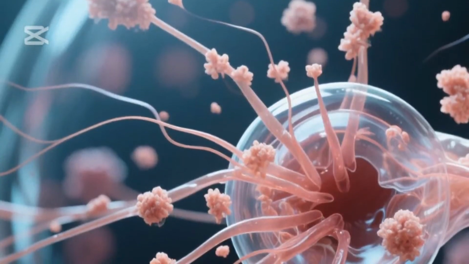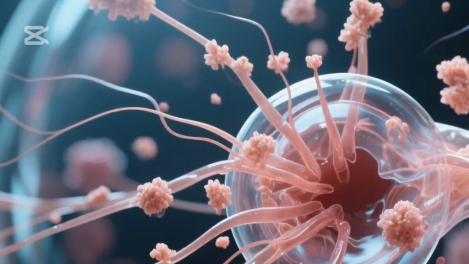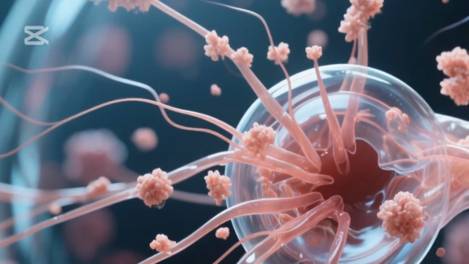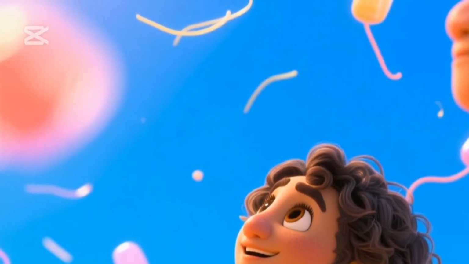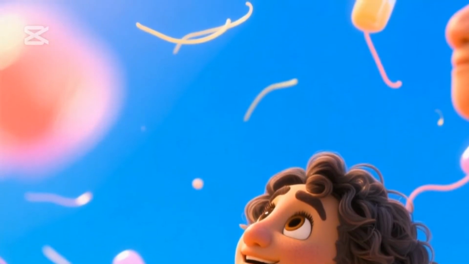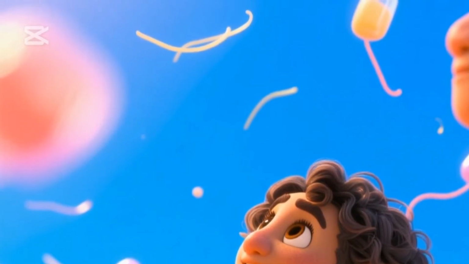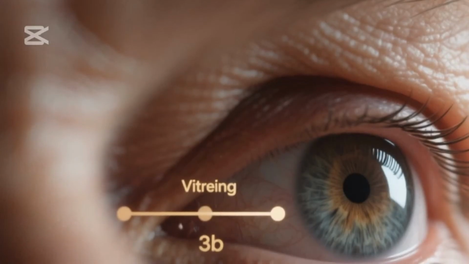gel shrinks or liquefies, it forms these little worm-like strands or little clumps that float around in your eye. And typically, if you have floaters, you see them when you look at a bright background like the bright blue sky or maybe a bright white wall. How do you develop floaters?